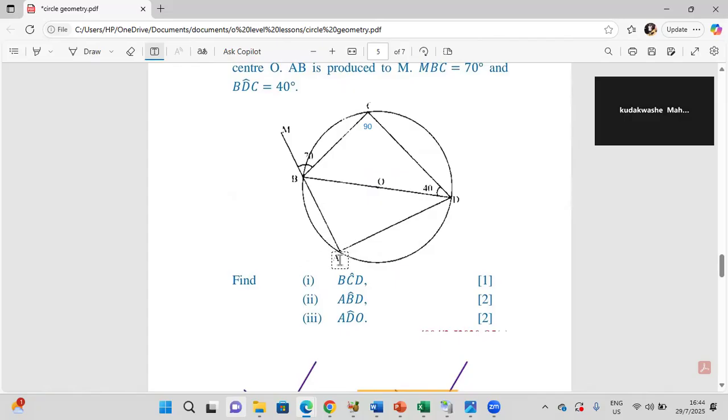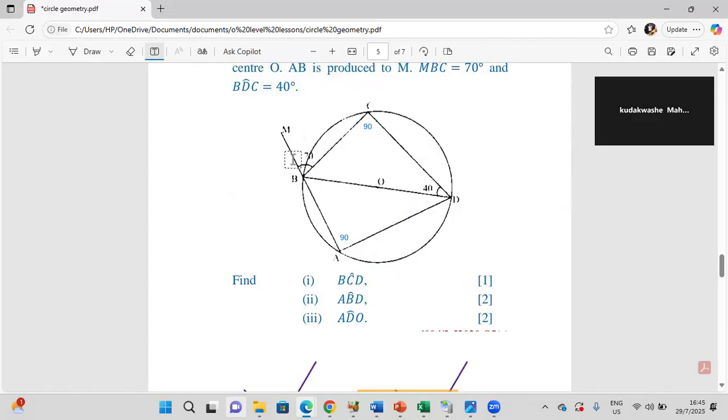This is also a cyclic quad, A, B, C, D. So if this is 90, this one and this one should give us 180. Or simply as well, BDA is a triangle and the other side is sitting on the diameter, so this one is also 90. What else do we know? 90 plus 40 from 180, we get the angle here.